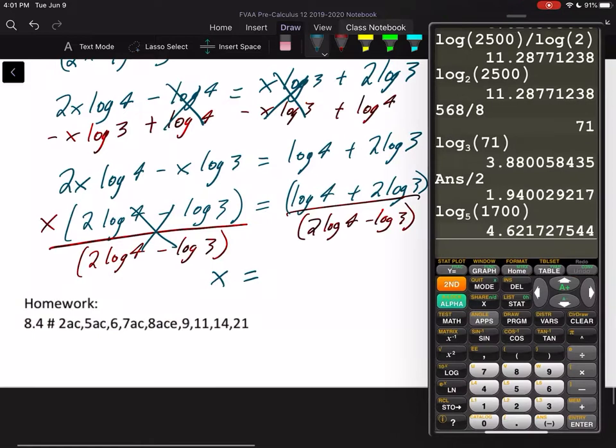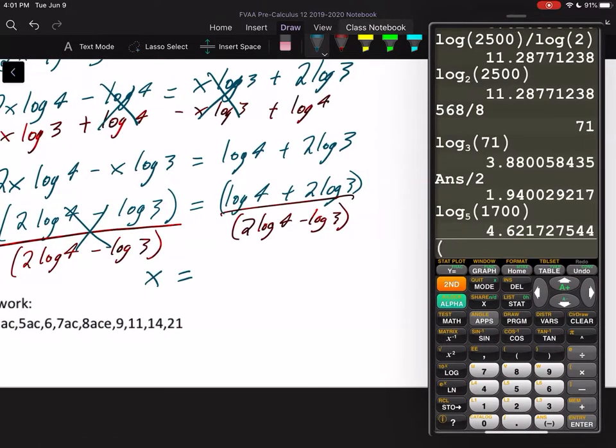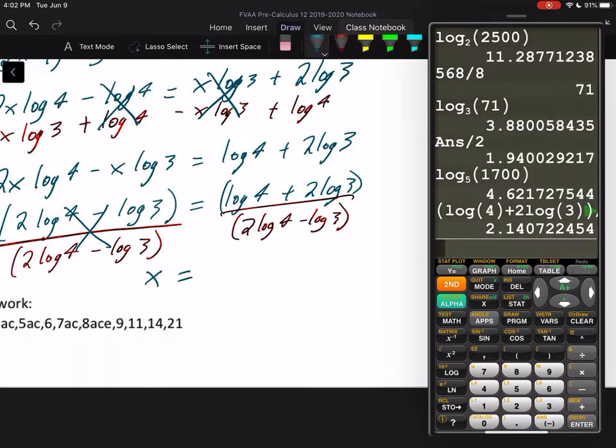So let's do that. I have bracket log 4 plus 2 log, just watch your brackets here. You need a bracket in the numerator and denominator, and the entry bracket for the log, divided by bracket 2 log 4 minus log 3 bracket, and I get my answer of 2.14.